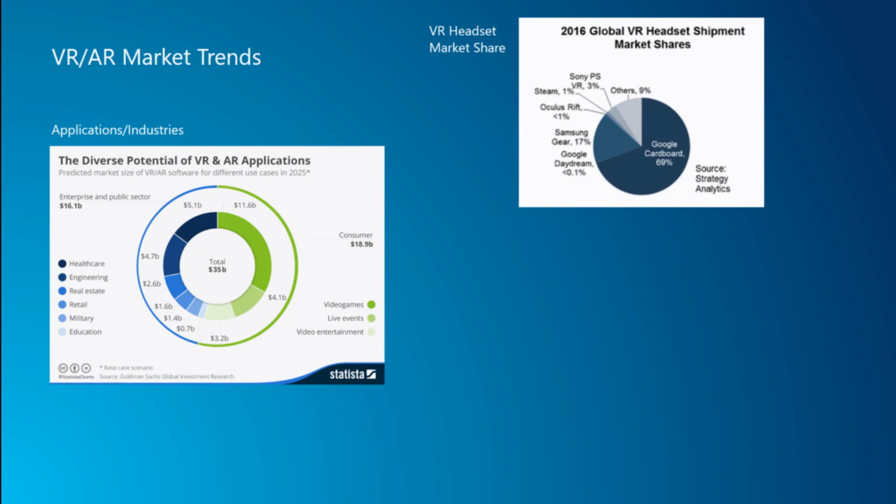Now, if we take a look at VR headset market share, in 2016, for headsets designed specifically for VR experiences, we can see a distribution between the different types of headsets available based upon cost and experience. Obviously Cardboard is relatively low cost, so it's quite pervasive. It's easy to distribute, it's easy to create.